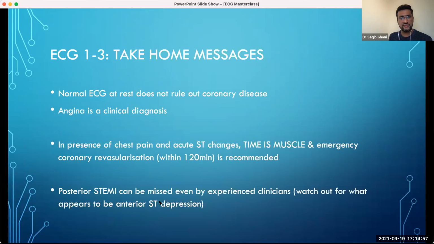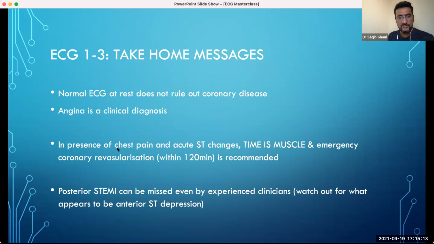So what are the take-home messages from ECG 1 to 3? One take-home message is that a normal ECG at rest does not rule out coronary disease, because angina is a clinical diagnosis. It does not need any test to diagnose it.